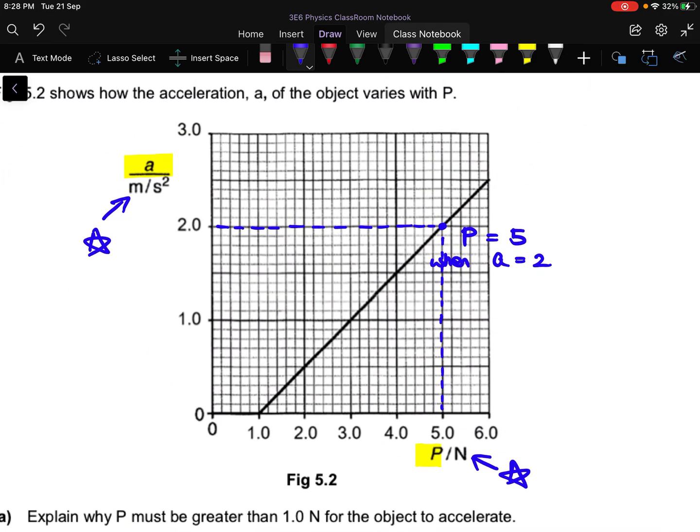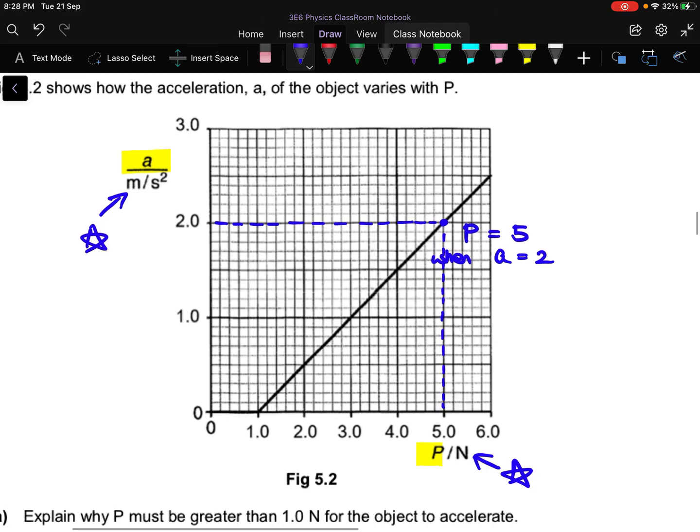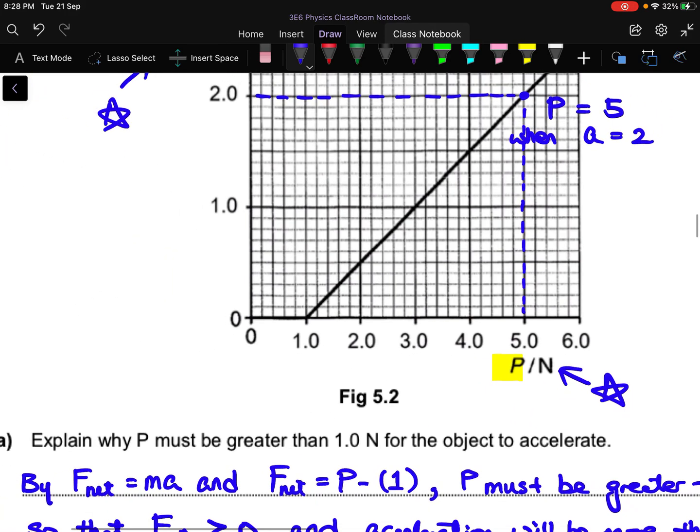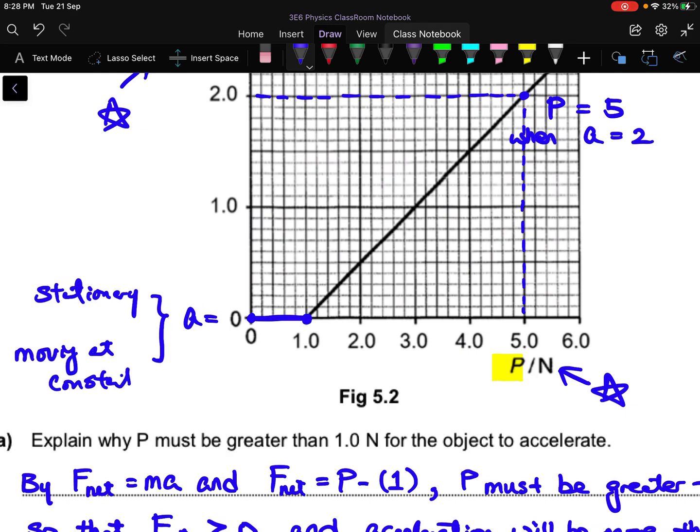Here it is basically telling me that when my forward force P is between 0 to 1, I do not have an acceleration. This is A equals to 0. So my question to you is, does A equals to 0 mean that the object is stationary, or does it mean simply that it is moving at constant velocity?